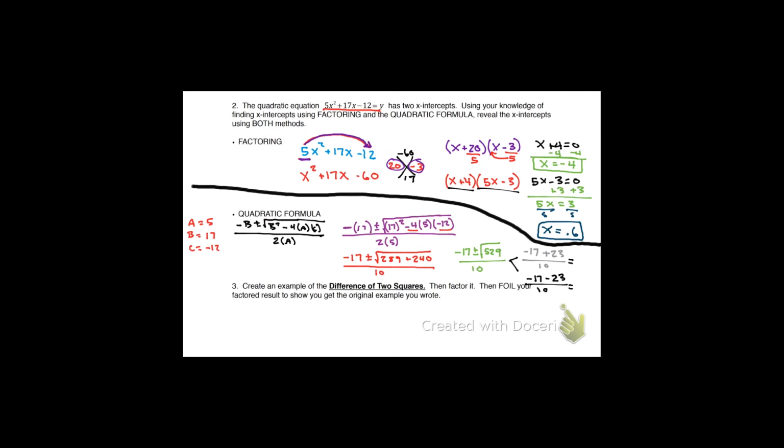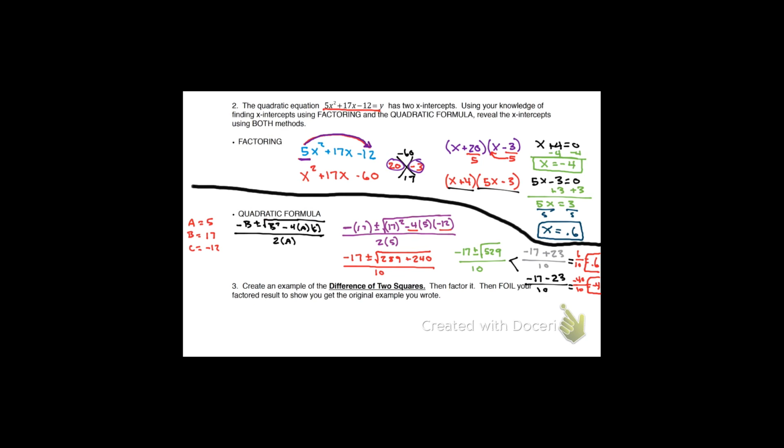And using our calculators, let's see, -17 plus 23 gives us 6. 6 divided by 10, that equals 0.6. -17 minus 23, that gives us -40, divided by 10, that gives us -4. Okay, so I know it kind of ran out of room a bit, but those are going to be our two x-intercepts, 0.6 and -4.